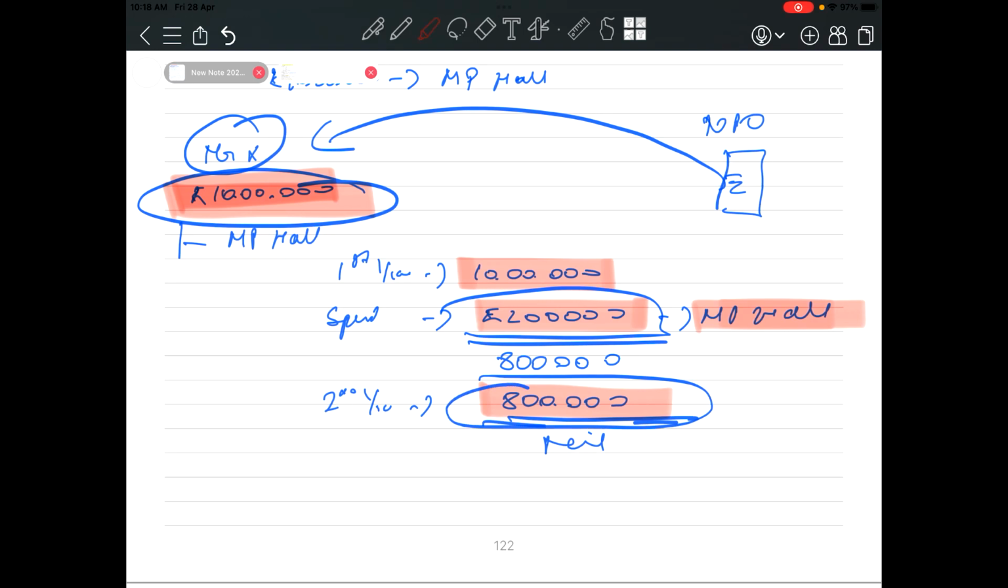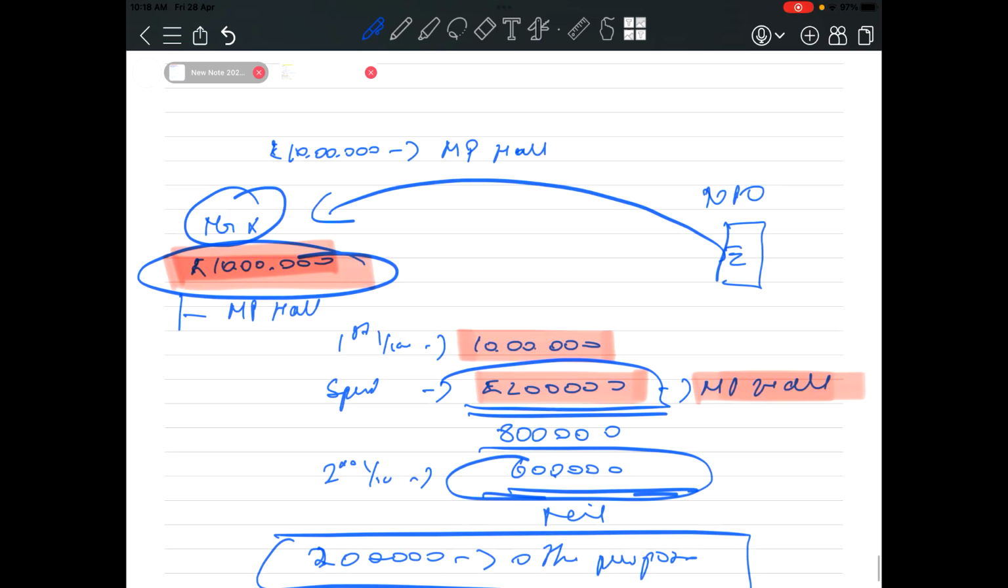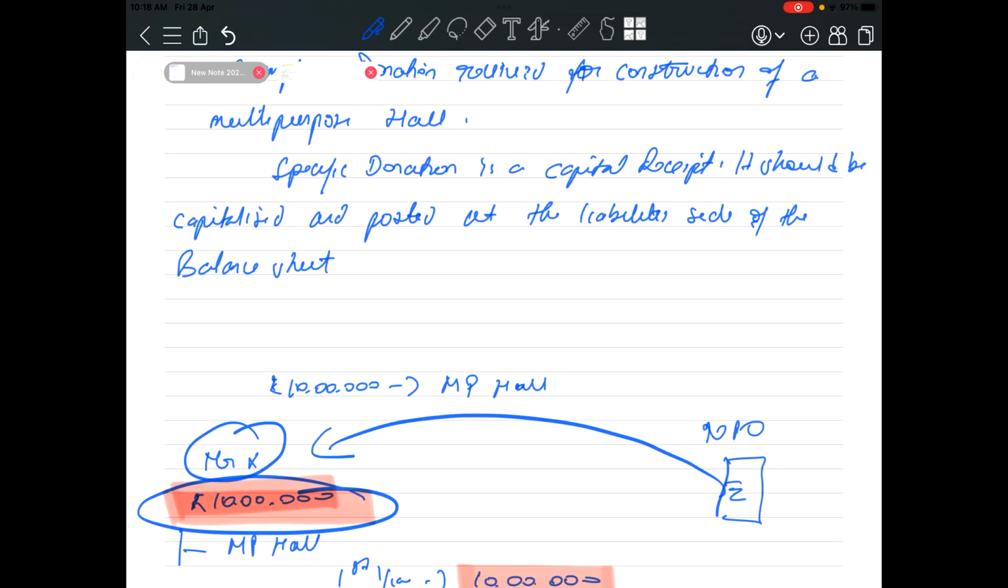Now say for example out of these 8 lakhs you have used 6 lakhs for the specific purpose, and you have used 2 lakhs for another purpose. Can you do this? No, you will not be able to do this. This will not be allowed. The not-for-profit organization will not be able to use this 2 lakhs for another purpose. I hope this is clear to you.